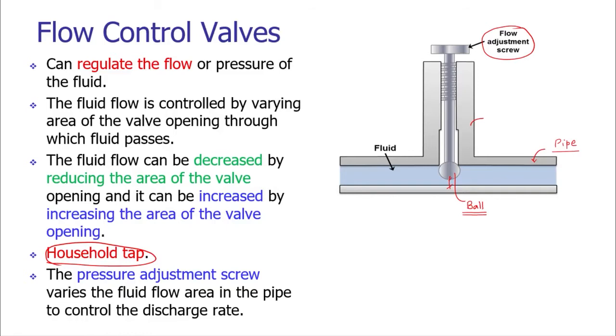If the area is reduced, then the flow would be restricted. The control will be there on the flow. The flow will be minimized. As we increase the area of the orifice by rotating the flow adjustment screw, more fluid will pass through the passage. So by varying the area of the valve, we can have the passage of the fluid as per our requirement.